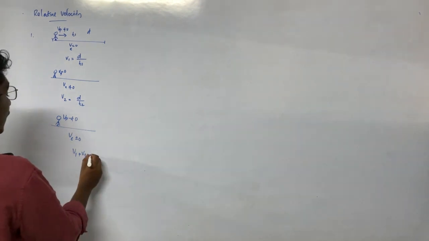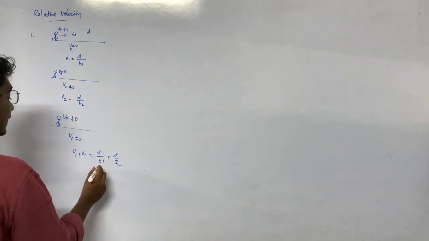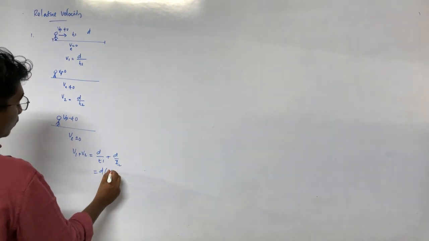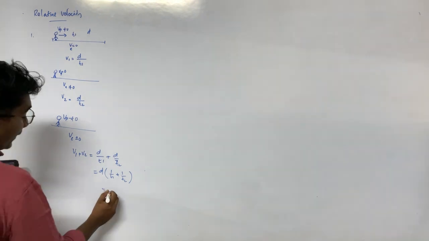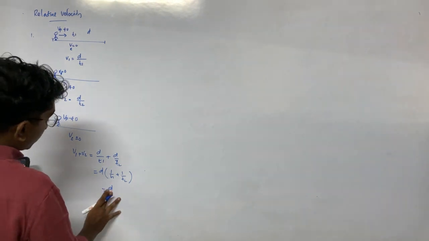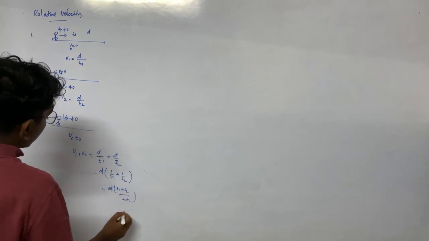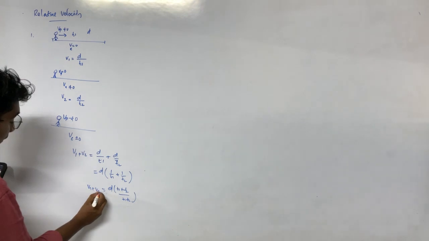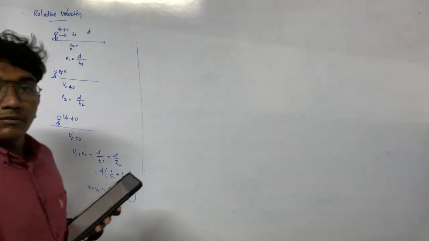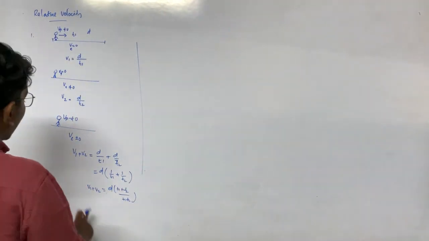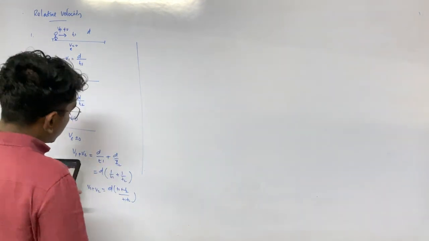Alright? So how much is that? D by t1 plus D by t2. So I can say that it is D outside, 1 by t1 plus 1 by t2. So it will be D into (t1 plus t2) divided by t1 t2. So this is V1 plus V2. What we want is the time only; we don't want the velocity. Why did I take V1 plus V2? Because both velocities are unknown. Alright? So V1 plus V2.